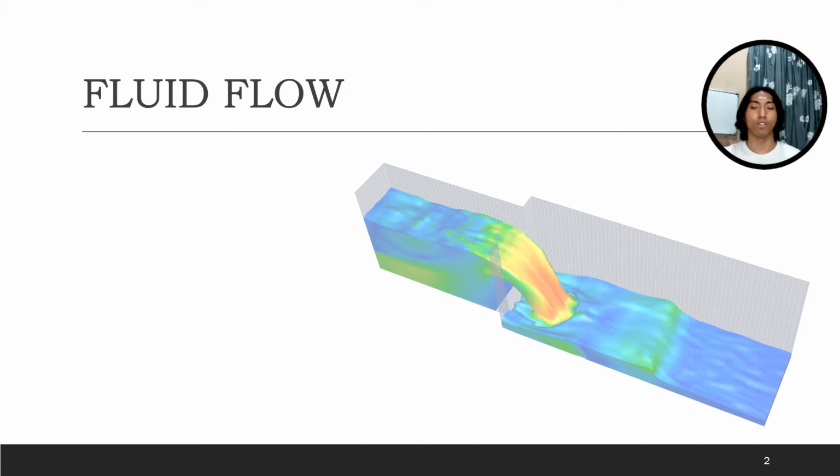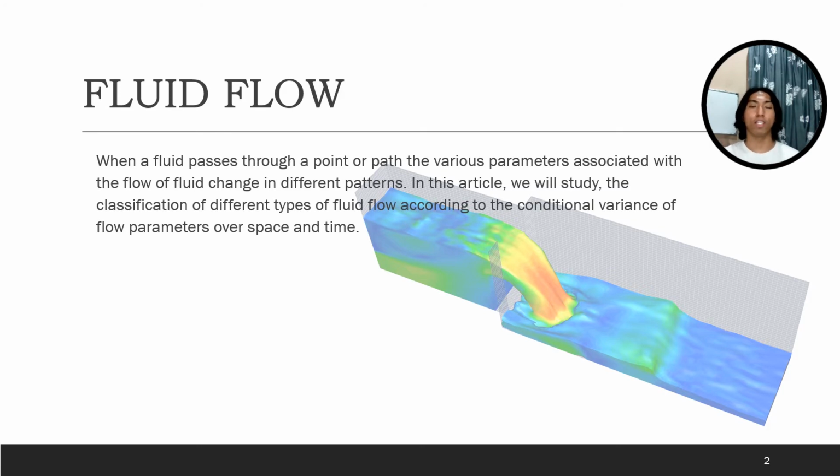First, let's get to know the fluid flow. What is the fluid flow? When a fluid passes through a point or path, the various parameters associated with the flow of fluid change in different patterns. In this article, we will study the classification of different types of fluid flow according to the conditional variance of flow parameters over space and time.